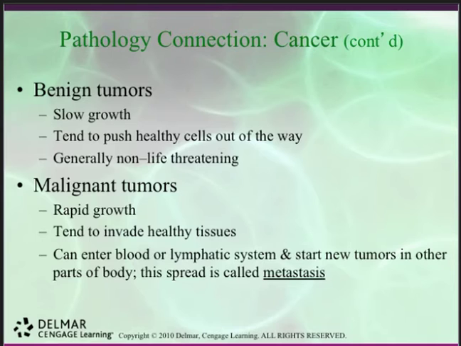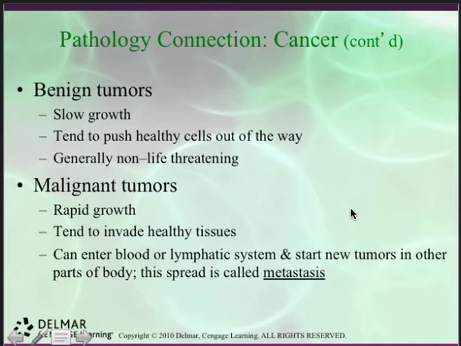But generally speaking, what happens with benign tumors is that they increase in size, but they stay in one particular area. Often, benign tumors can be resected, and that usually takes care of the condition. Malignant tumors are different. Malignant tumors show rapid growth, and they tend to invade healthy tissues in a process called metastasis.